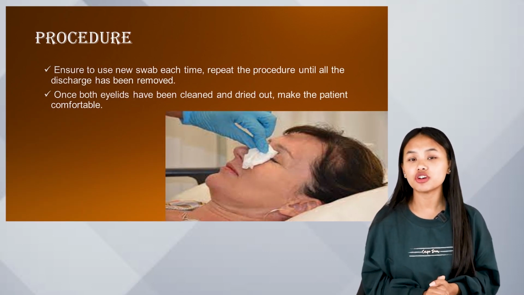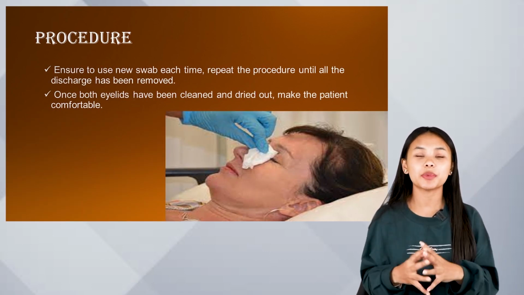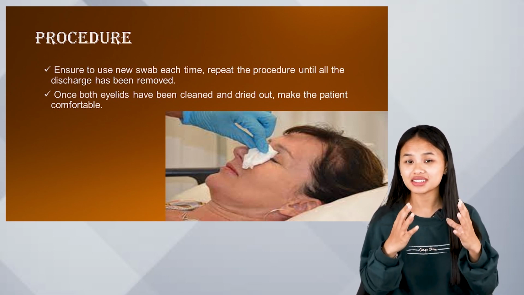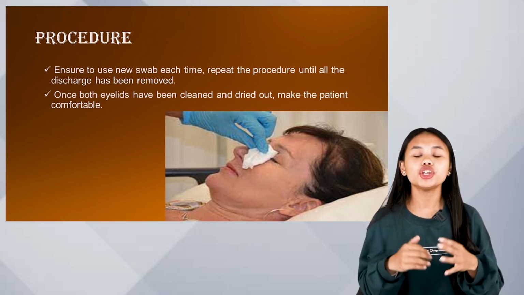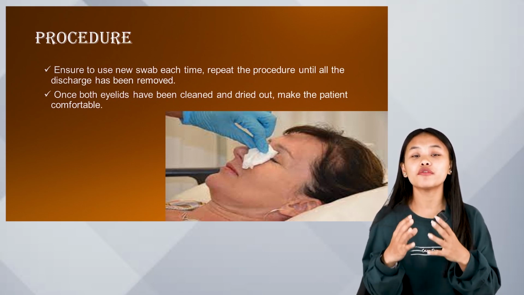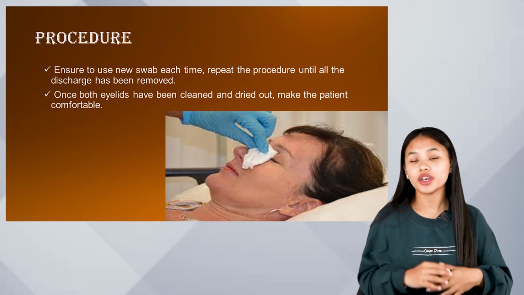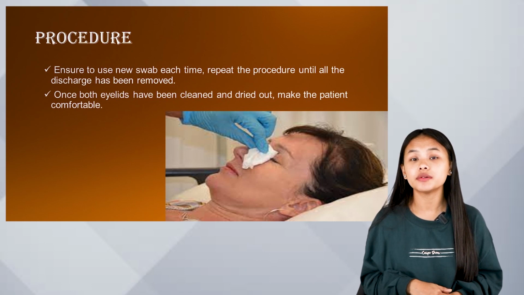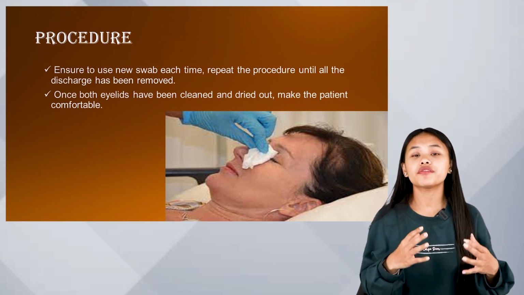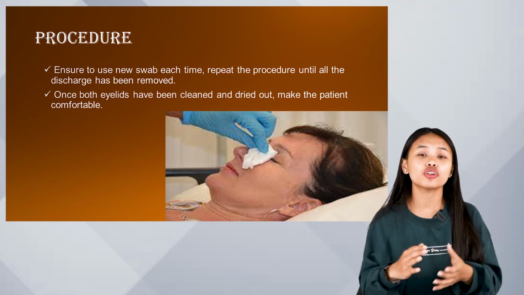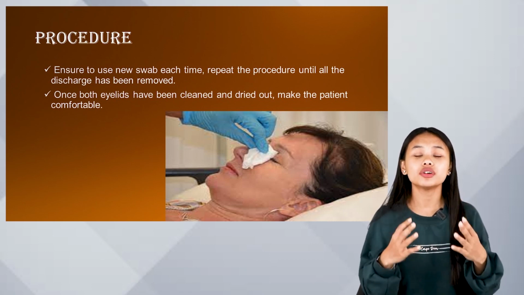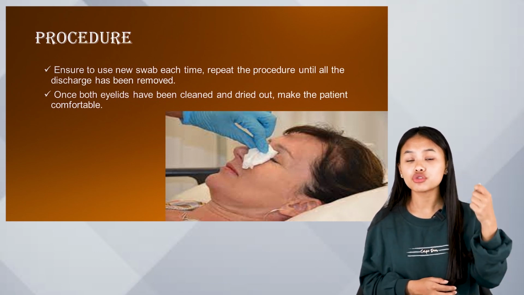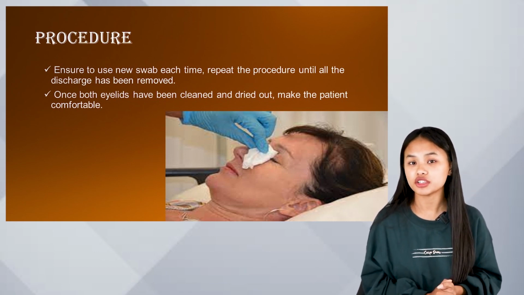And when there is presence of discharge, then you need to repeat this step again and again till the discharge is removed. However, when you are repeating this step, you need to make sure that a new swab is used each and every single time, because as I've said, whenever you clean from the inner canthus to the outer canthus, you need to do it in a straight single stroke, right? However, if there is presence of discharge, then in order to remove that discharge, you need to do it again and again. So when you do this, you need to make sure that for each and every stroke, you use a new cotton swab.